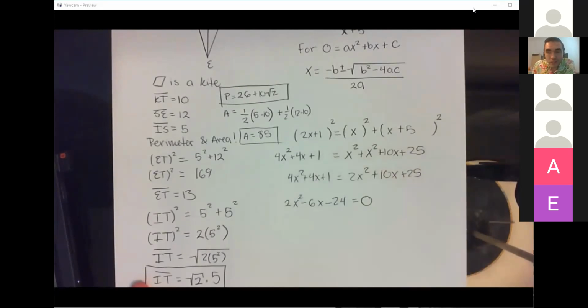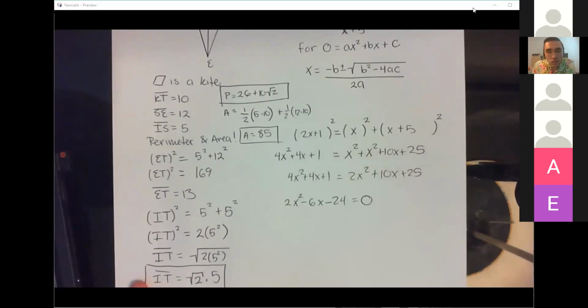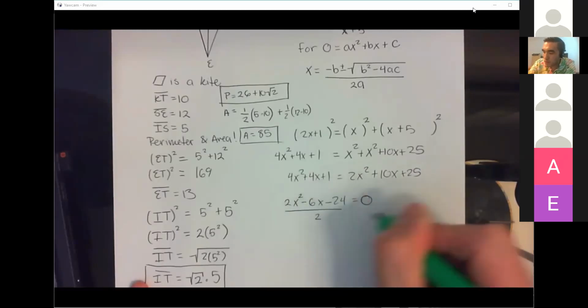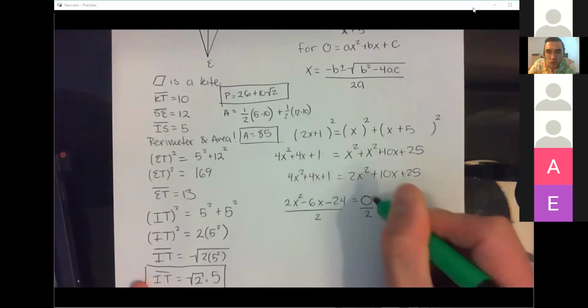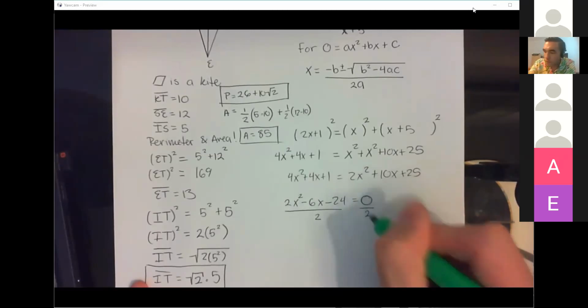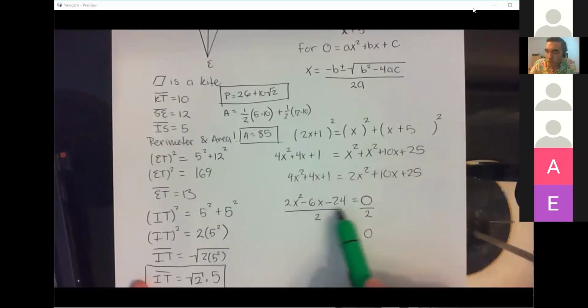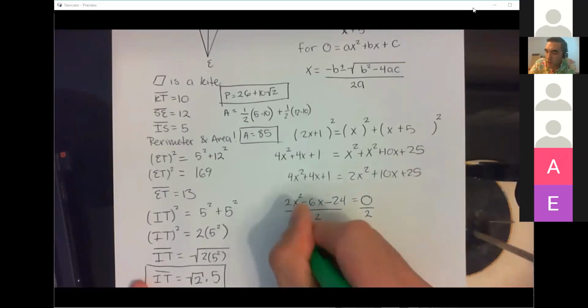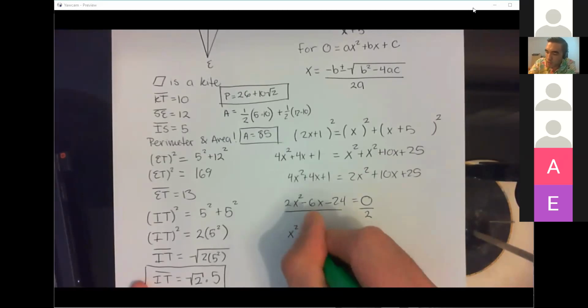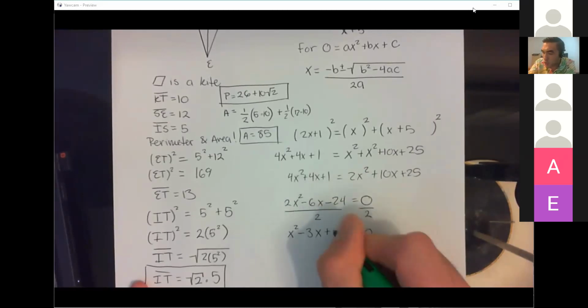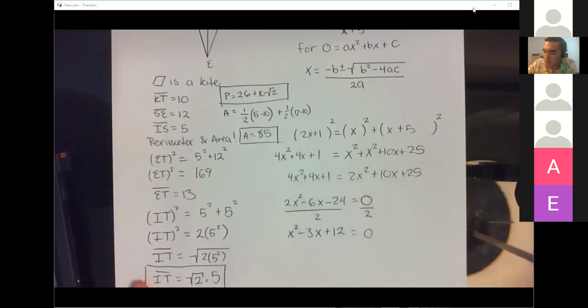I can also clean this equation up and make it a little bit easier to plug into the quadratic equation. How? You would have to factor out the 2. And we don't even have to factor it out. We can literally just throw it away, because I'm going to divide both sides by 2. What's 0 divided by 2? 0. And then on the left-hand side, we'll just get half of all of these terms. So it'll be x squared minus 3x plus 12 minus 12.